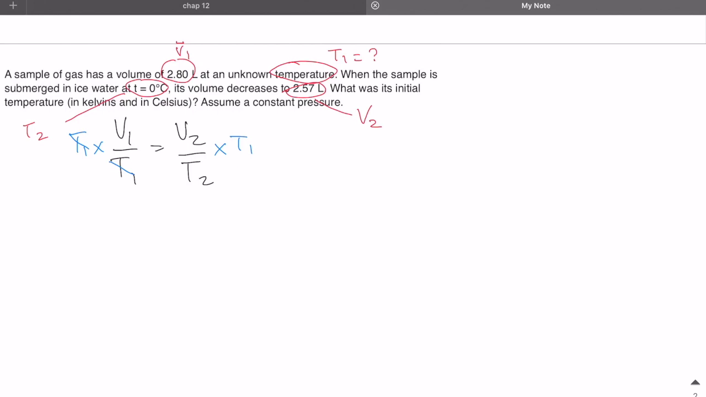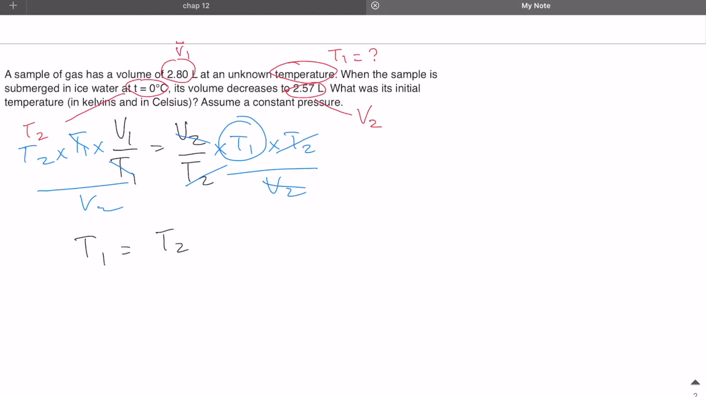And notice that we're trying to solve for T1, so we have to isolate all the other variables to the other side. That would require us to multiply both sides by T2. That would cancel out T2 on this side, and then to divide it by V2, which then allows us to just have T1 on one side and then everybody else on the other side. So just to clean this up a little bit, T1 would look like T2 times V1 over V2.